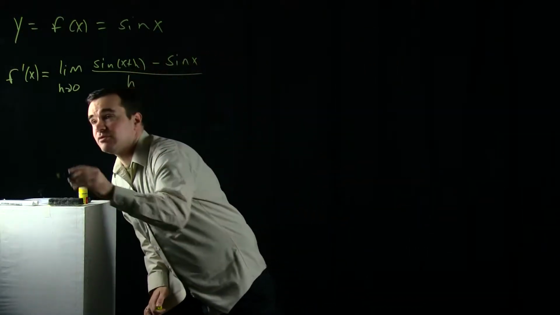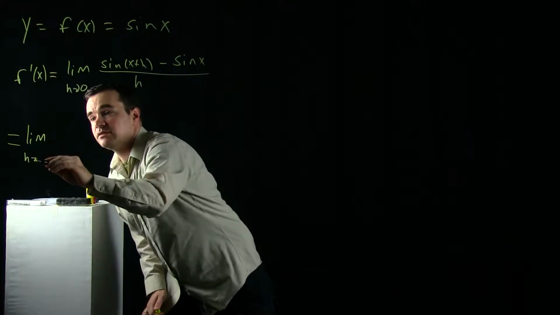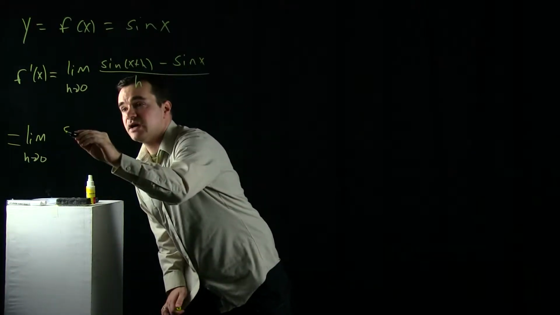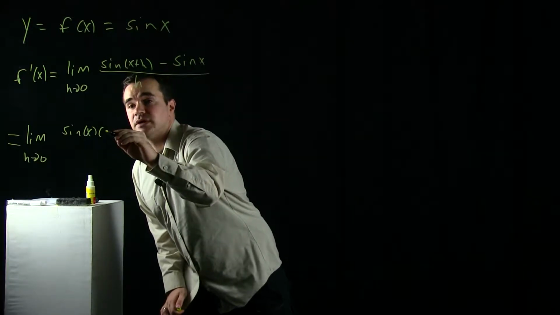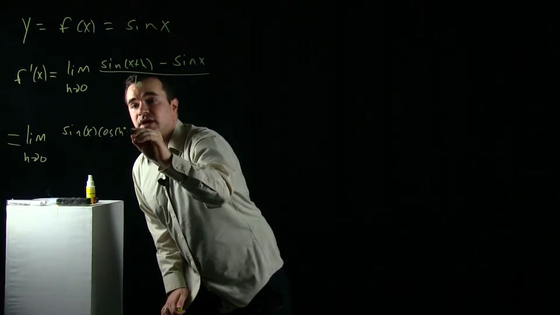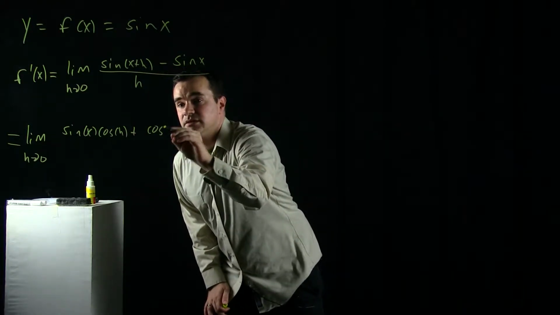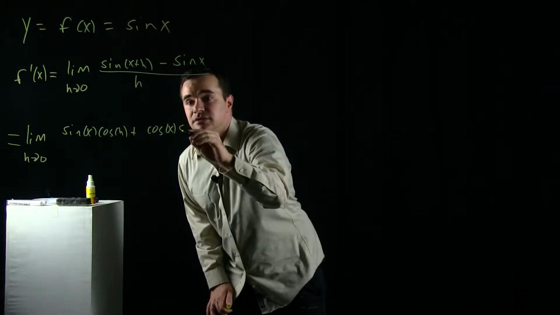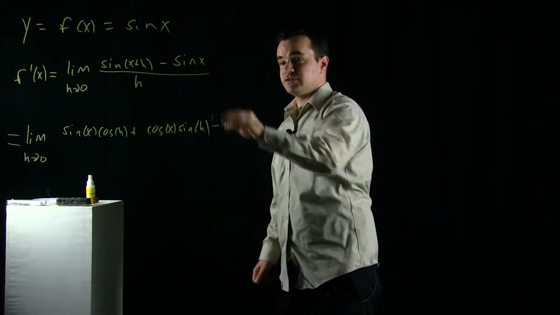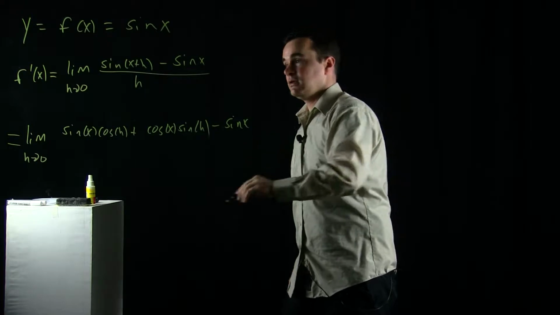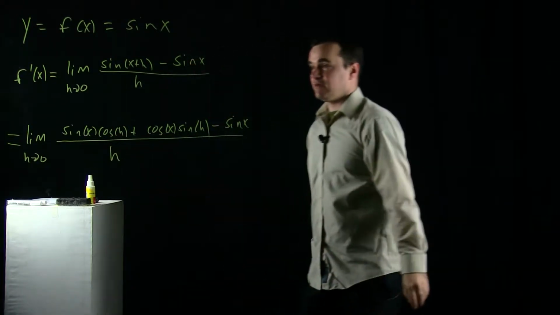And so if you remember that, that's going to be, let me rewrite the limit. So that's going to be sine of x times cosine of h plus, now it switches, cosine of x times sine of h, and we're of course still subtracting sine of x. Everything divided by h.